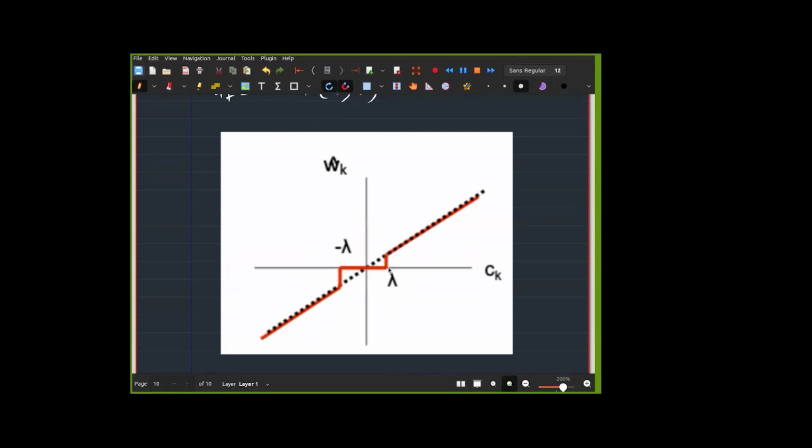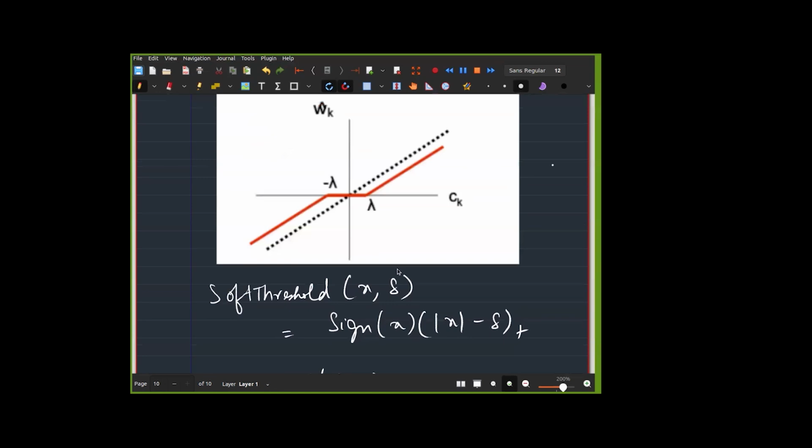And just a couple of names for Lasso. I'll take a new page. Lasso has a full form, by the way. It's basically least absolute selection. It's a kind of shrinkage operator.